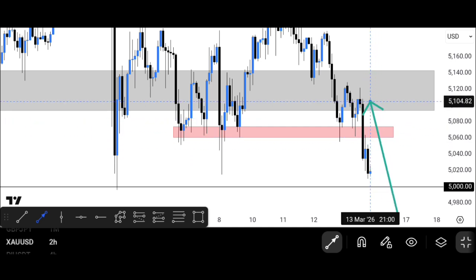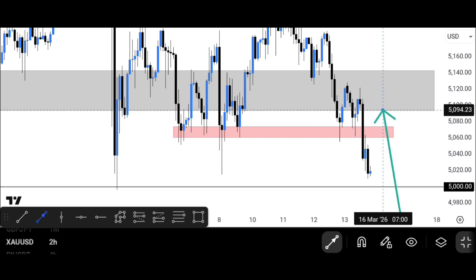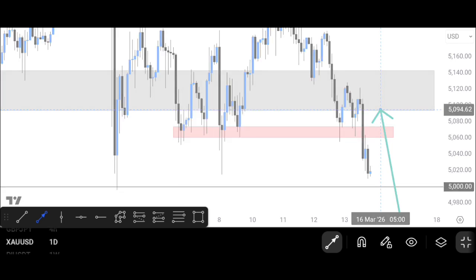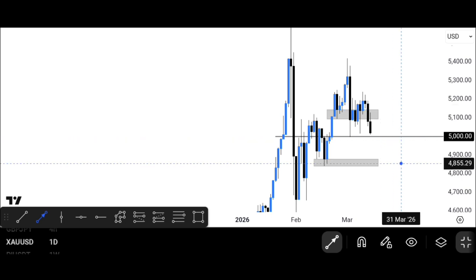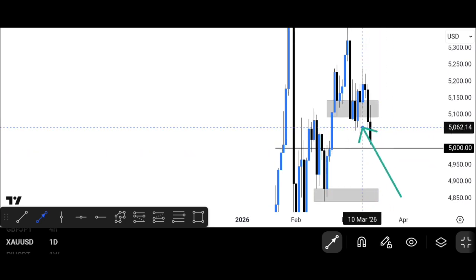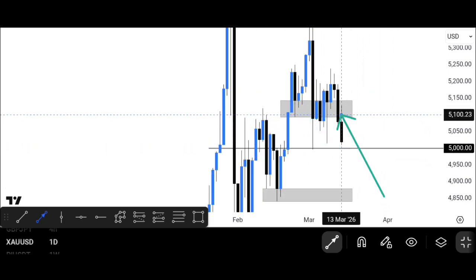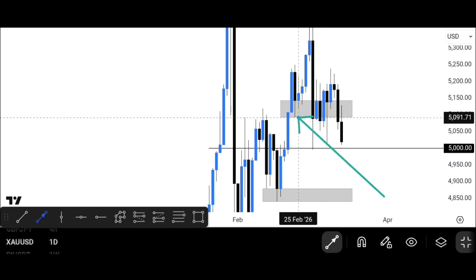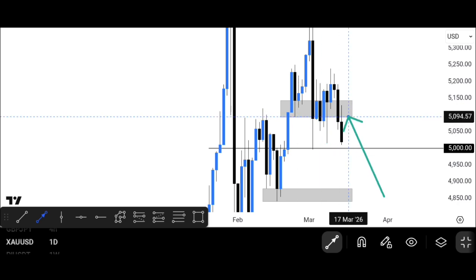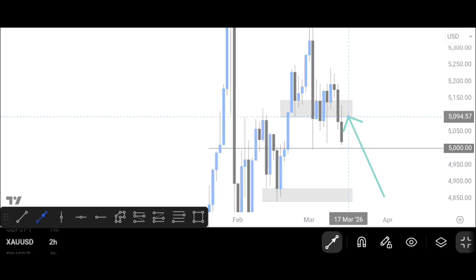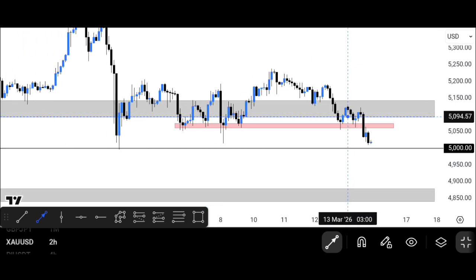But I don't think price is going to go all the way up to that zone, or even up to this daily zone, because this zone on the daily time frame is the last higher low zone that we had. That's why I had resistance around that zone. So potentially we might even see price go there, but I don't think we're going to retrace all the way to that zone.